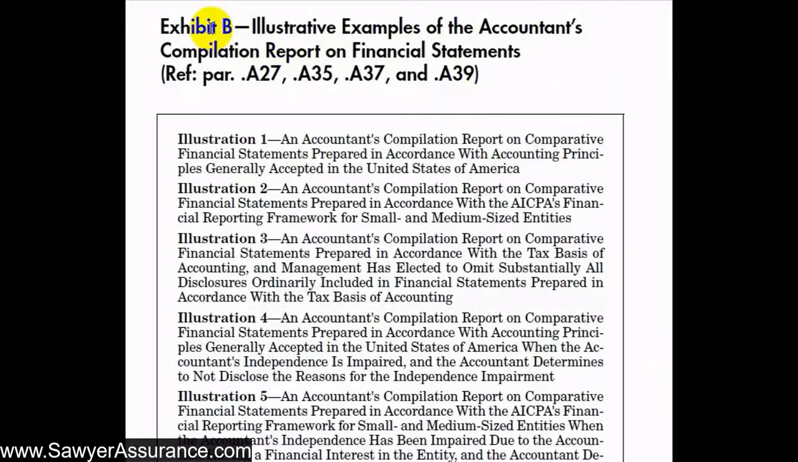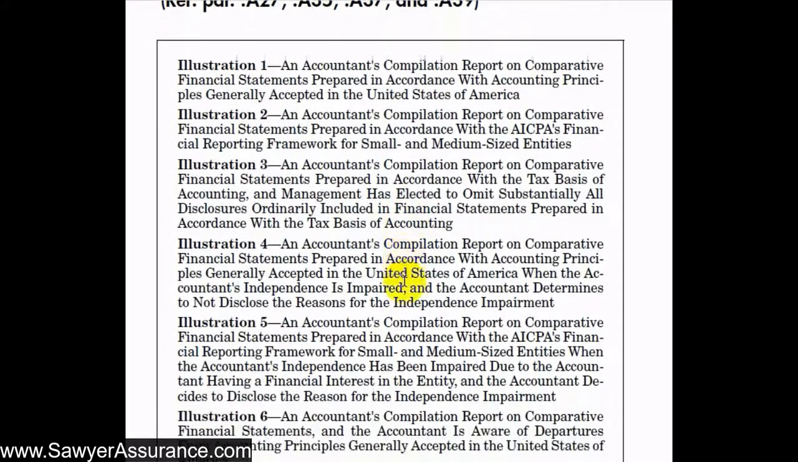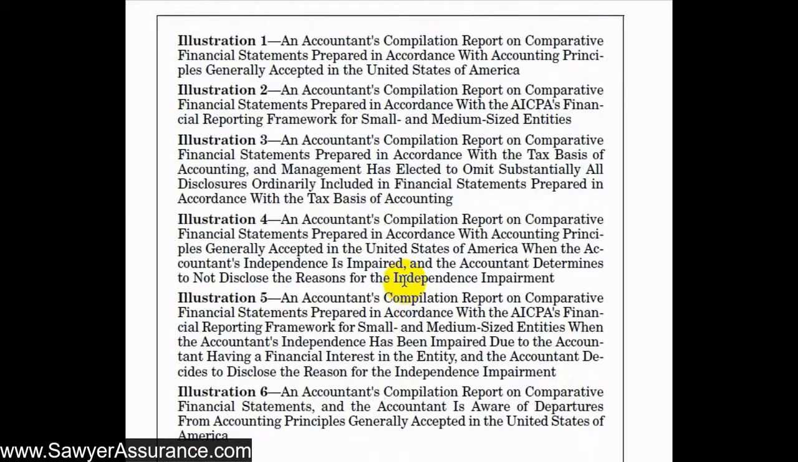Okay, now we're in Exhibit B, where we have some illustrative examples, and we've seen a few of these before, but this is illustrations 1 through 6. And for this particular video, we'll take a look at illustration 3, because this one shows us how the accountant's compilation report was altered or prepared when management elected to omit substantially all disclosures. And in this case, the financial statements were prepared in accordance with the tax basis of accounting, and so they elected to omit all of the disclosures that are usually included under tax basis of accounting, and this could very well be GAAP or some other basis of accounting.